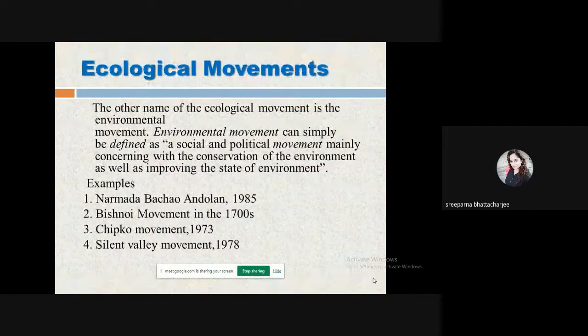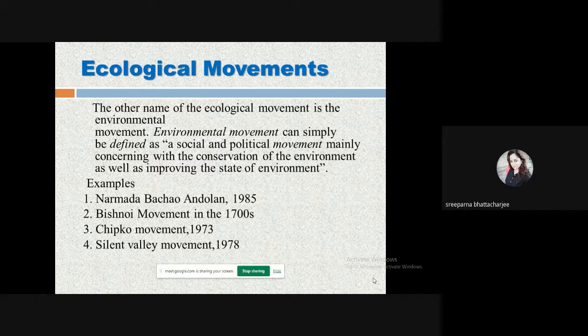Then ecological movements. This is again a kind of human rights, because it is trying to protect nature, and nature is essential for the survival of humans. So here we find that there are so many ecological movements that have taken place from time to time, like Narmada Bachao Andolan, Vishnoi movement, Chipko movement, Silent Valley movement.